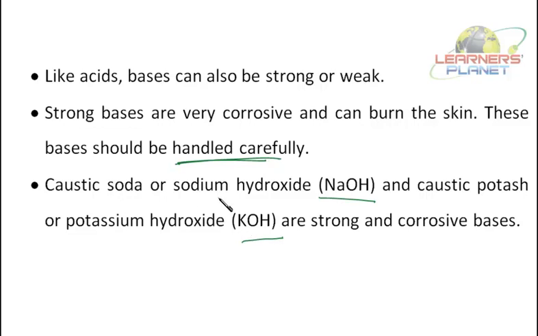Caustic soda or sodium hydroxide, or caustic potash or potassium hydroxide, are strong and corrosive bases. Caustic means it just burns the skin over there and leaves a mark. Right? That is called caustic. Caustic soda and caustic potash. These are very, very strong bases.